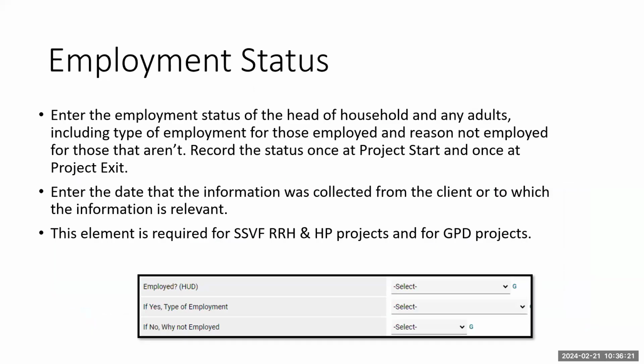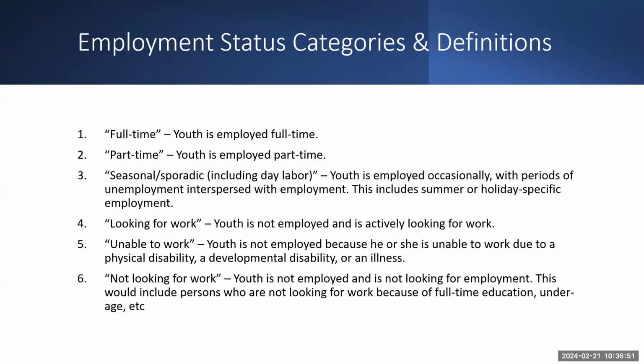Employment status: you must enter the status of the head of household or any adults within the household, including the type of employment for those employed and the reason for not being employed. Record the status once at project start and once at project exit. You must enter the date that the information was collected from the client or for which the information is relevant. This element is required for SSVF and GPD projects. There are specific definitions for the employment status categories below: full-time, part-time, seasonal or sporadic, looking for work, unable to work, or not looking for work. So please familiarize yourself with the definitions included to help assist clients in answering the question.